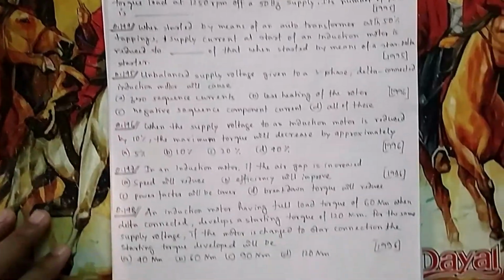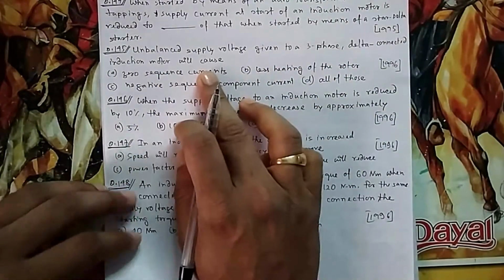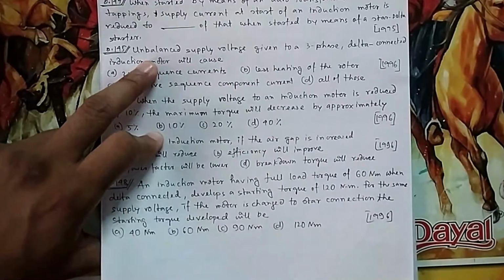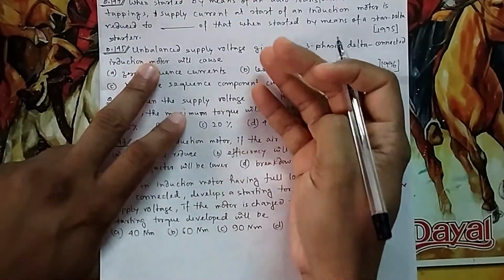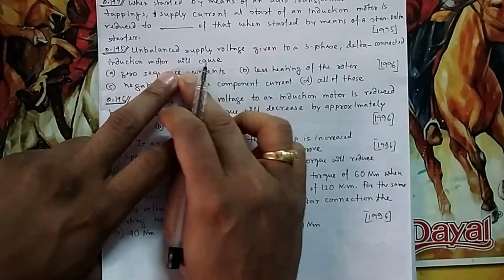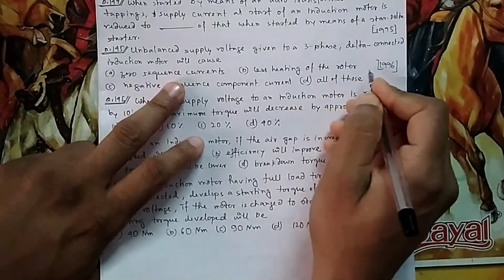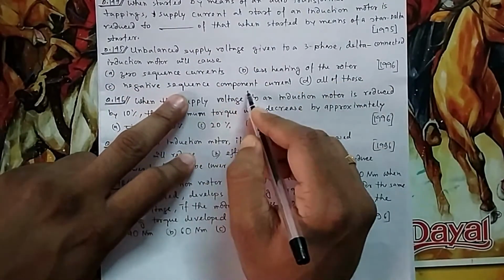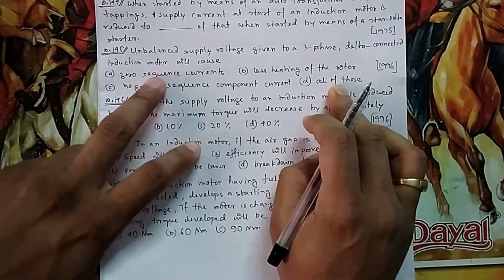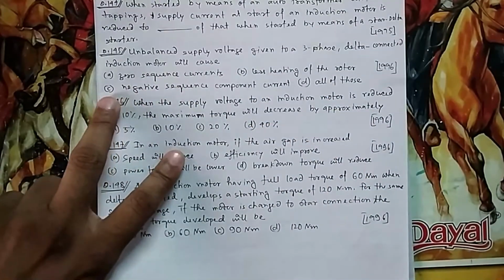Next you come to 145. Unbalanced supply given to a 3-phase delta connected induction motor will cause what? In case of unbalance, negative sequence and zero sequence components could come. But because it is delta connected, there is no path for zero sequence current to flow through ground. So the negative sequence current component will occur, because the supply is unbalanced, but zero sequence will not come here. So obviously it will be negative sequence component current. That is your option C.